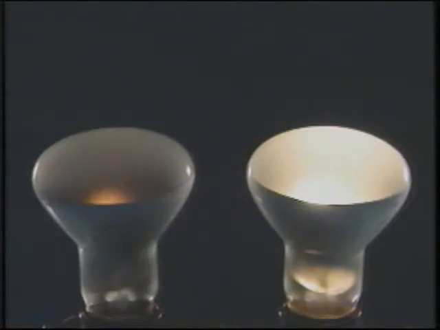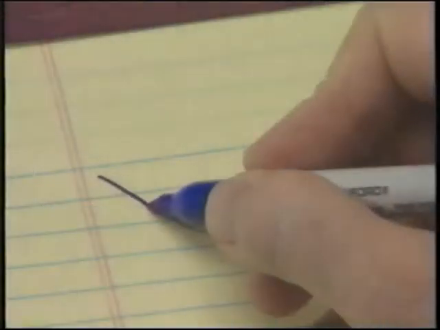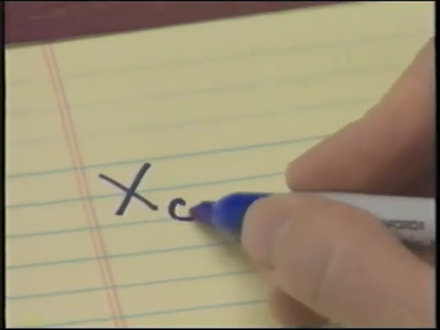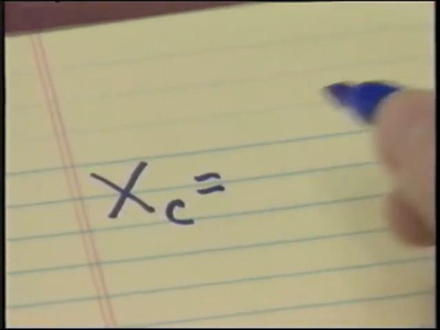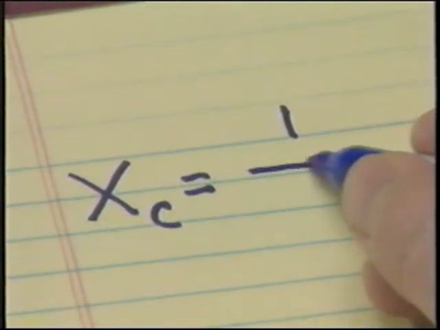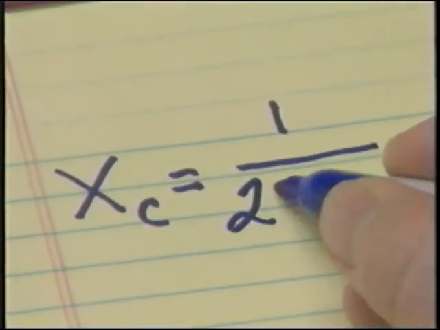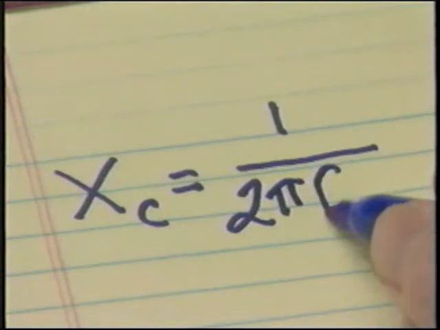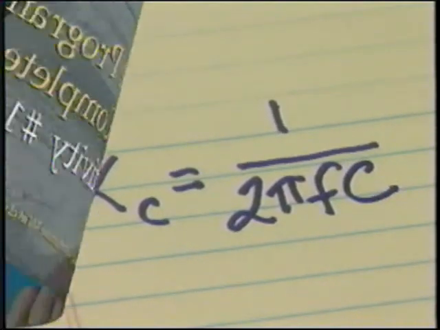The current flowing through the circuit with the 8 microfarad cap must be greater than that flowing through the smaller 4 microfarad capacitor. You can conclude, then, that the capacitive reactance of 8 microfarads must be less than that of 4 microfarads. This inverse relationship can be expressed mathematically with this formula for obtaining capacitive reactance. X sub C equals 1 divided by 2 pi F C.